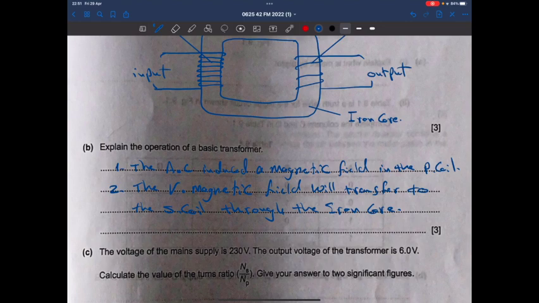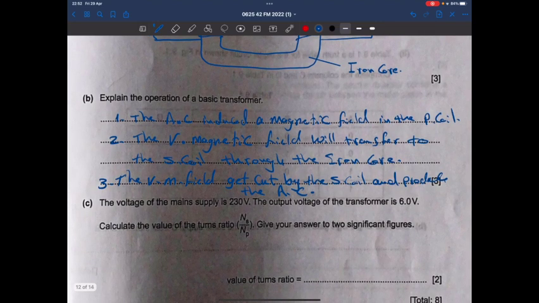Then the last part here, the variable magnetic field gets cut by the secondary coil and produces the AC or alternating current. And for sure it will be with a different potential difference. This is enough for the 3 marks.